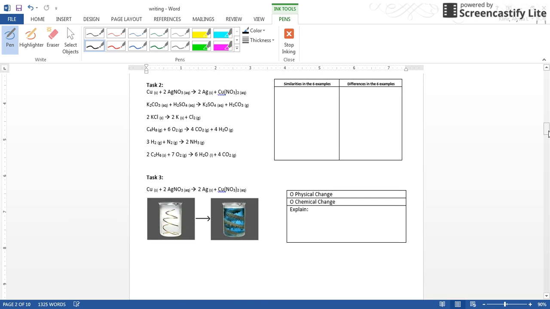All right, so the next thing that they're going to look at is a bunch of different reactions. This is your first glance at what they look like written. They kind of look a little different. It's like you were learning a foreign language. You kind of have to get used to how these are written.